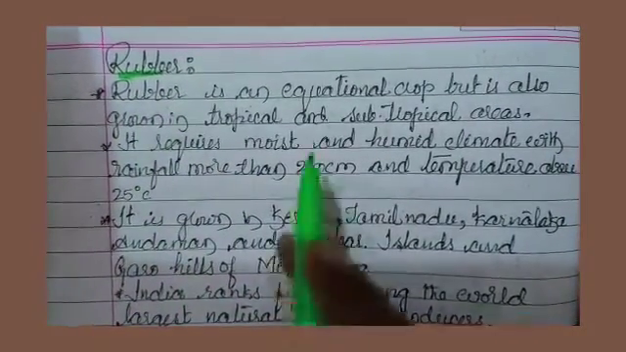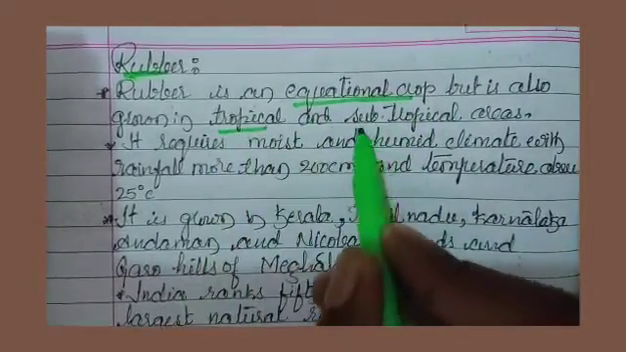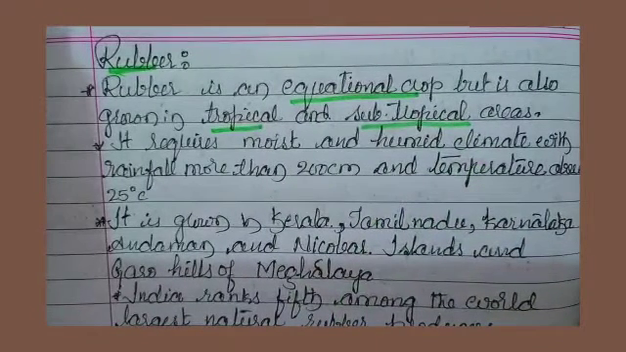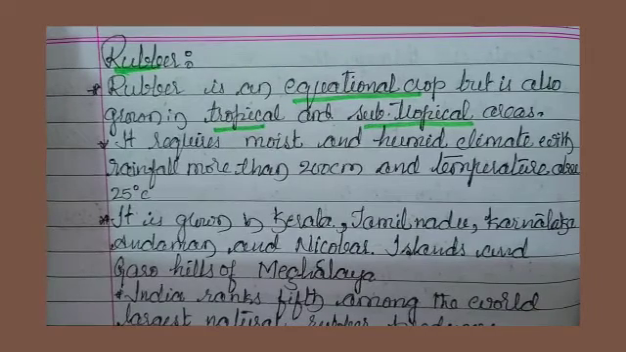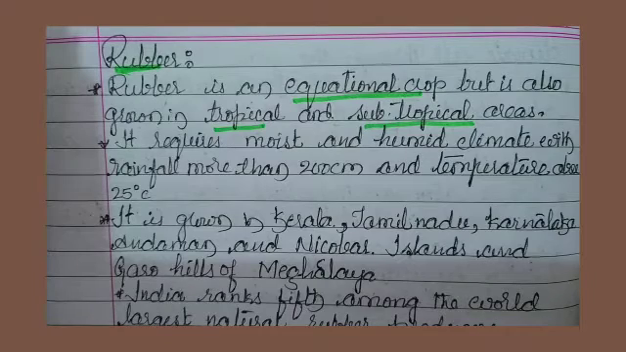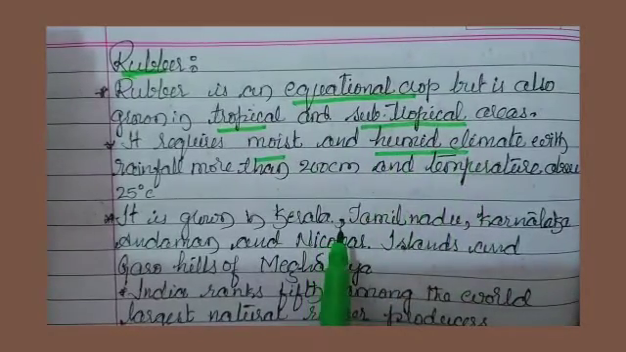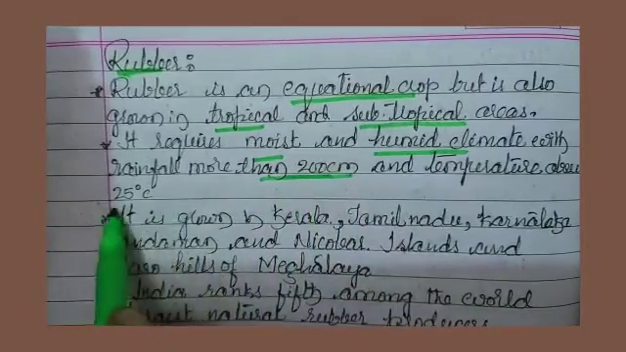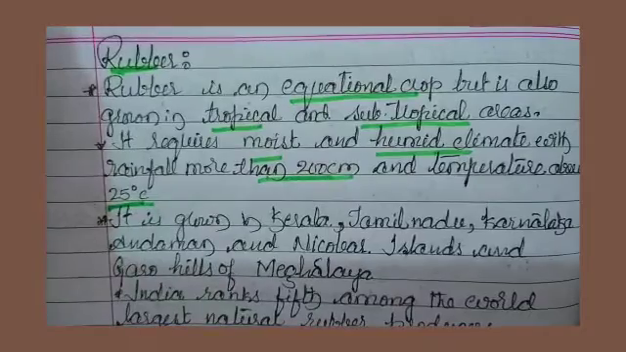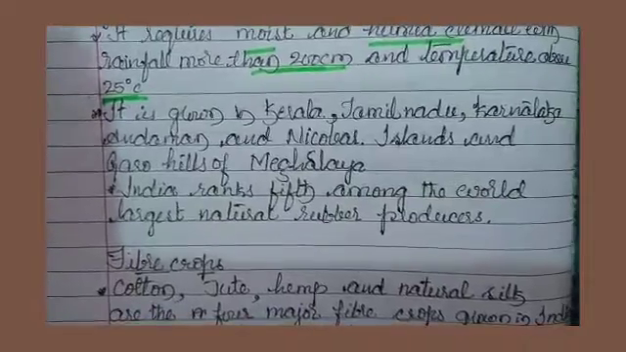Rubber is an equatorial crop, but it is also grown in tropical and subtropical areas. By the name itself, we can call it an equatorial crop, but it is grown in tropical and subtropical areas also. It requires a moist and humid climate. It needs rainfall of more than 200 centimeters, and a temperature of 25 degrees Celsius.